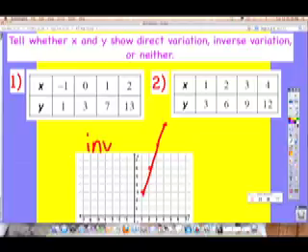Okay, inverse. What do you guys think about this one? Do we agree with inverse? Yep. No. I think it doesn't go through 0. So you think neither because it doesn't go through 0? If you were to continue it, it wouldn't go through. Okay. So we're saying it's not direct because it doesn't go through 0. So it's got to be inverse or neither, right? You're down to 2 choices.